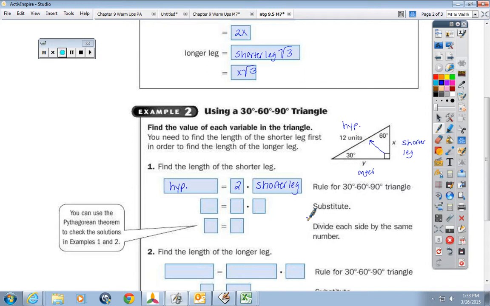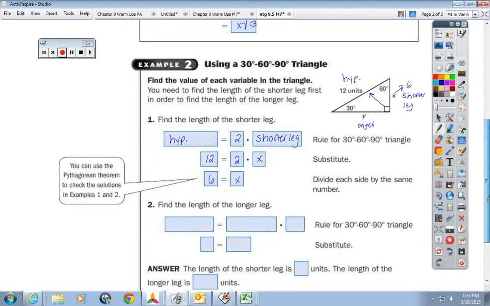And then I know that 2 is a part of the formula, right? What do I not know? The shorter leg. So do I have a little algebra problem here? What you're asking yourself is 2 times what equals 12? 6. So 6 equals x, which is the shorter leg. So now I know what the shorter leg is. It's 6. And all I had to do was divide by 2.